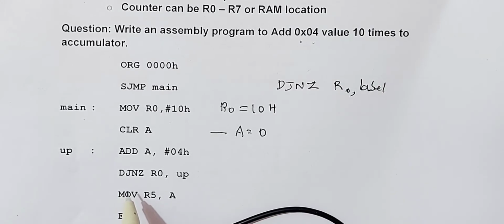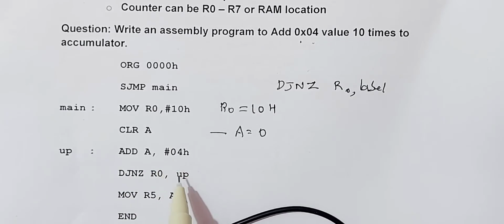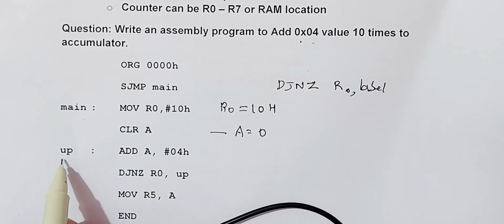The looping instruction is done by DJNZ register, label. DJNZ, you have selected the register, then the label. It has to jump to where? Therefore, this ADD A, #04 addition should be done 10 times. Therefore, this should jump to this instruction. So I will add DJNZ R0, up, and label up here. This is the address specified by the program counter.